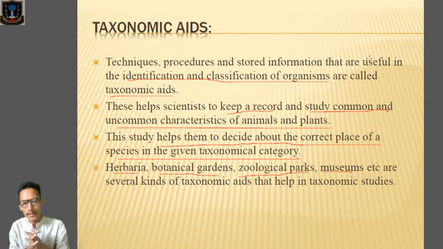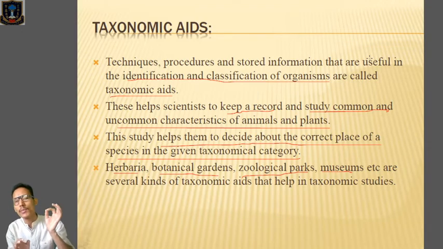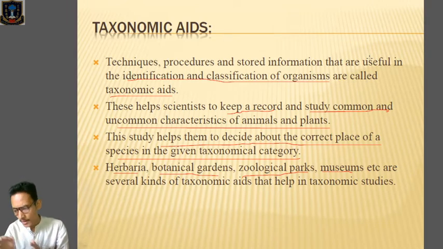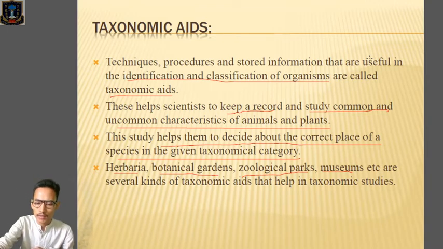Clear? Remember, taxonomic aids means techniques, procedures, and the stored information which are being used in the identification and classification of an organism. Clear? And not only that, but we have to assign a correct place, correct position in the taxonomical category or taxon also. Clear? So now we'll discuss the different types of taxonomical aids.